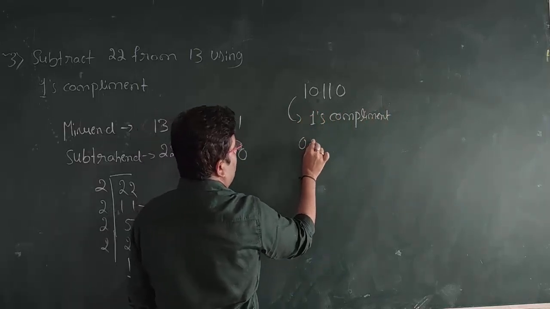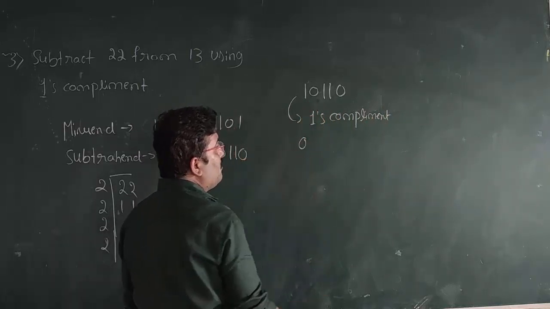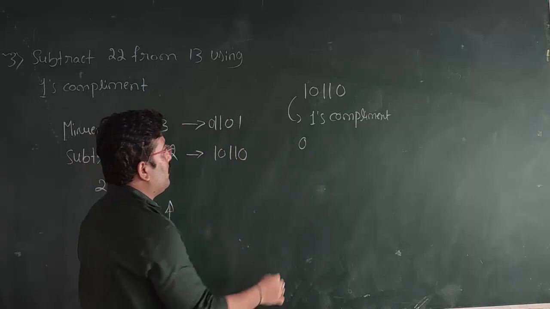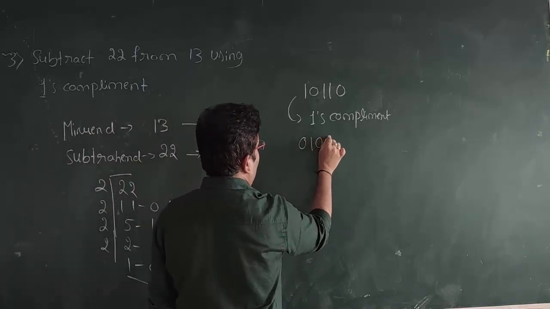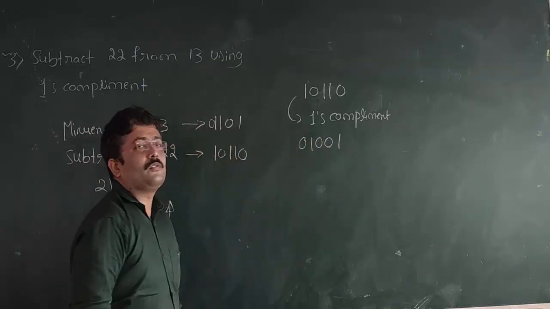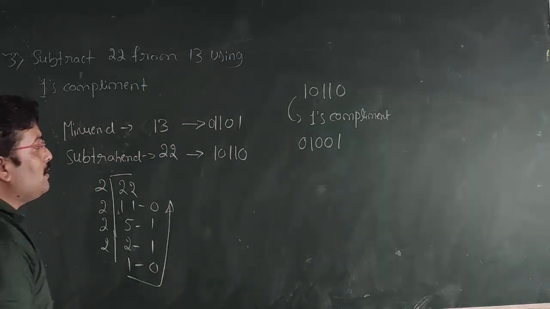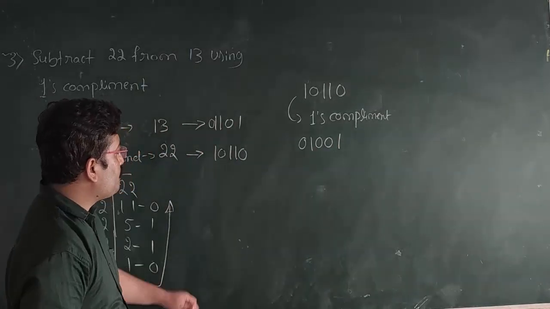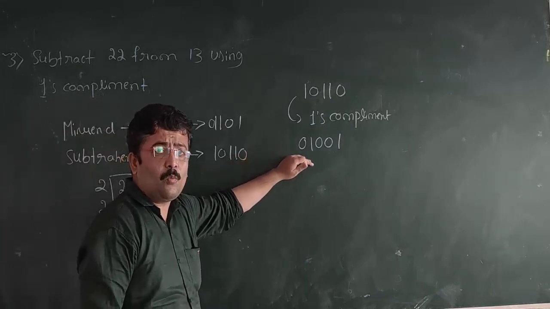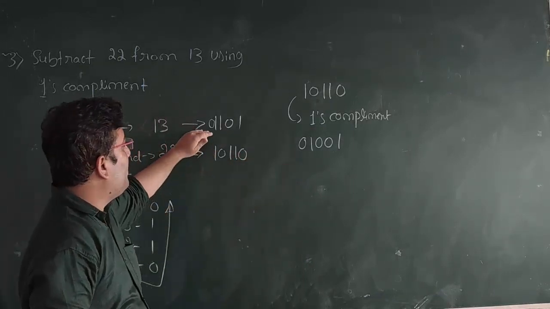One's complement: 1 is written as 0, and 0 is written as 1. So 0 1 0 0 1. So this is the 1's complement of 10110. Yes.